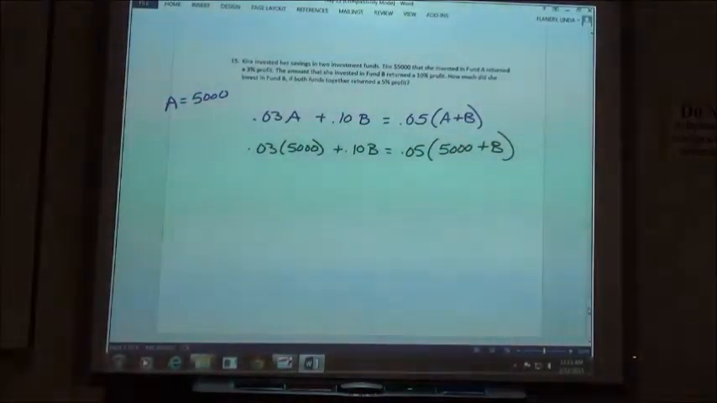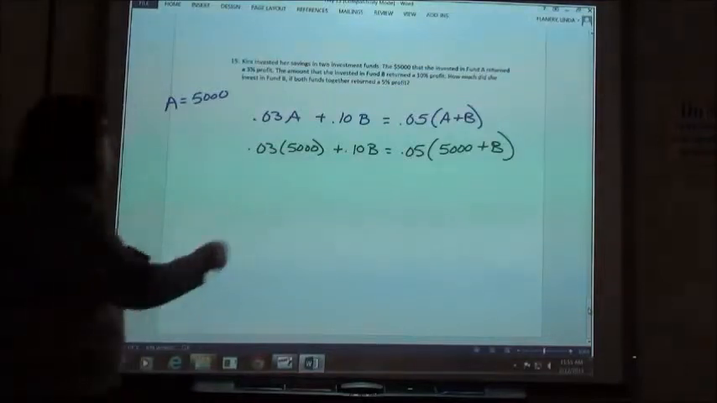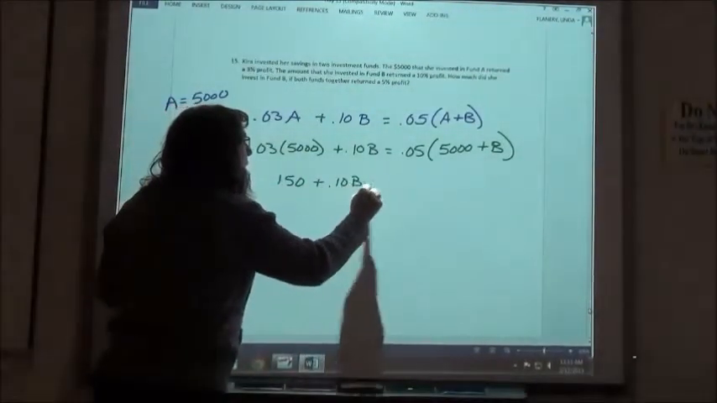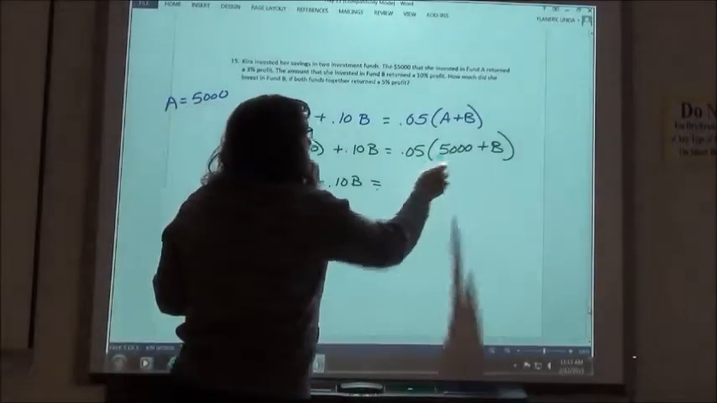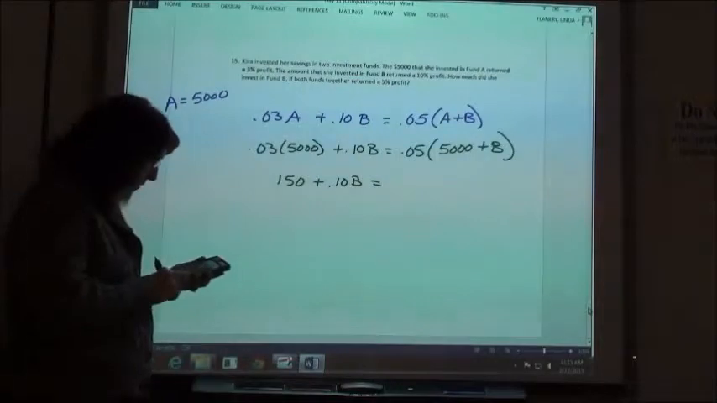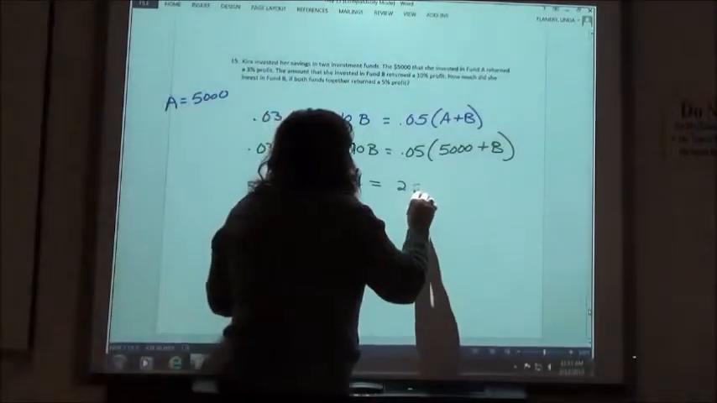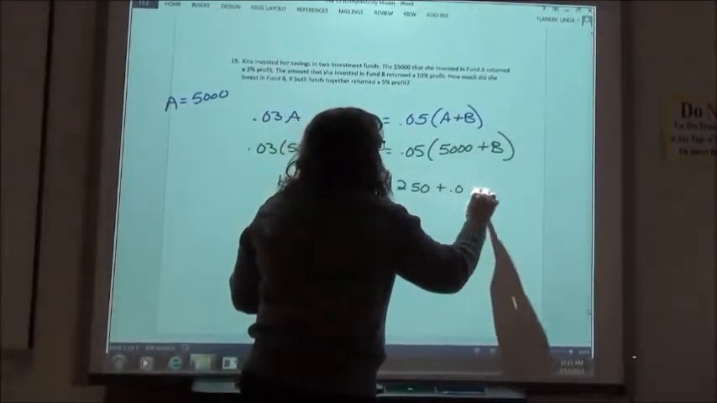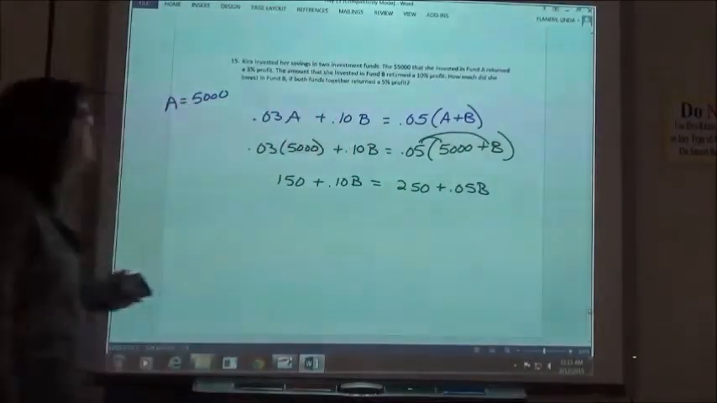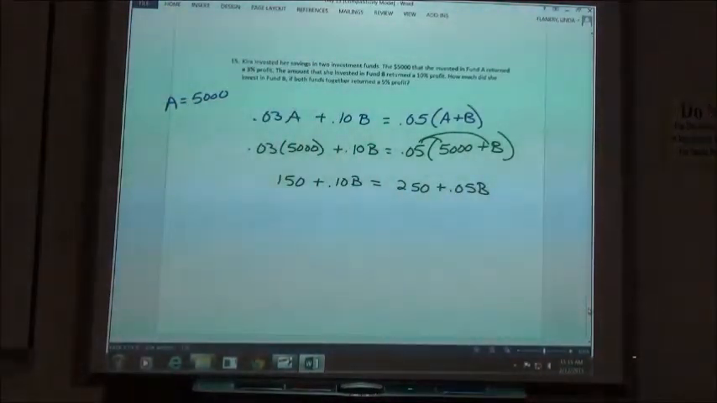Now we need to solve that equation. So 3% of 5,000 is 150. So 150 plus 10% of B equals 5% of 5,000, which should be 250, plus 0.05B using our distributive property over here. Now we want to go ahead and solve that for B.